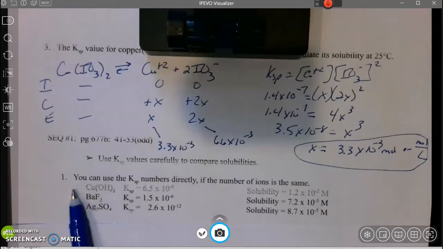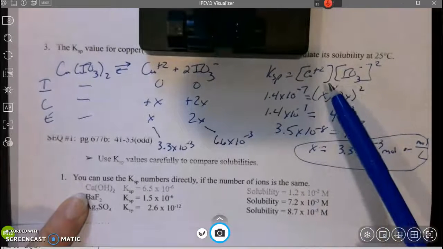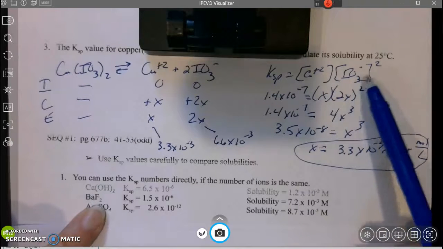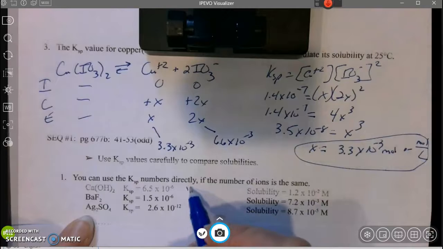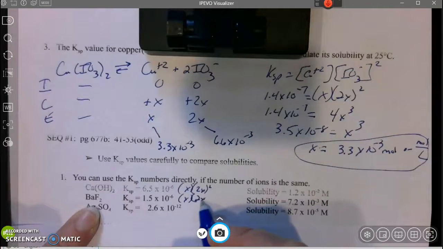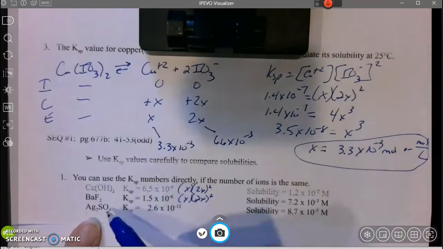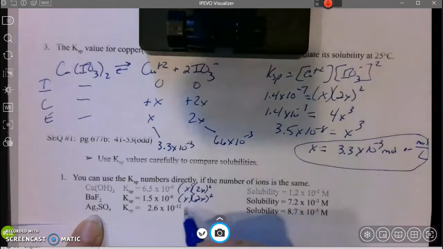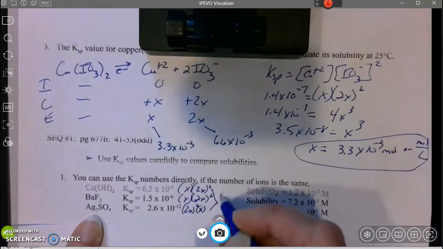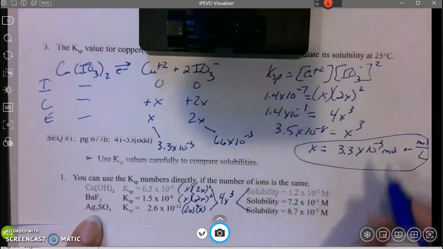So there are two scenarios. Scenario one is when you can use the Ksp numbers directly, if the number of ions is the same. If we look at all of these, they would fall into the same idea that we had up here: you would have your metal cation and your anion would be squared. So this would be x times 2x squared for both of these if we were substituting in to solve for the solubility. This one would just be the opposite. So your cation would be 2x squared and your anion would just be x. But all of them give us 4x cubed, and when we solve for that, we get these numbers.